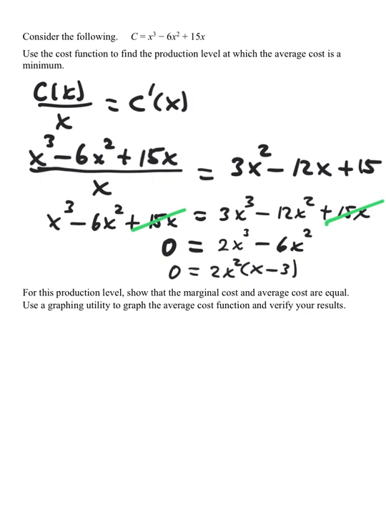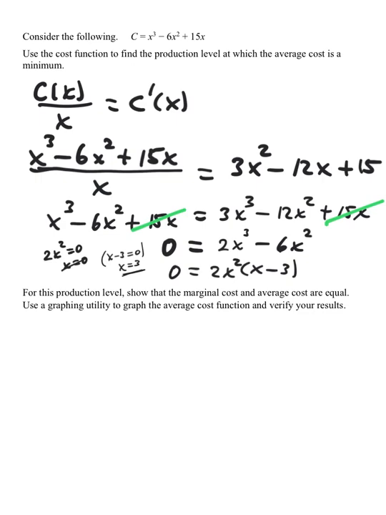The first factor, 2x squared, if you set it equal to 0, you're just going to get 0. Well, we know that won't work for a production level. X minus 3, if we set that equal to 0, we get x equals 3. That's a production level that we're after.